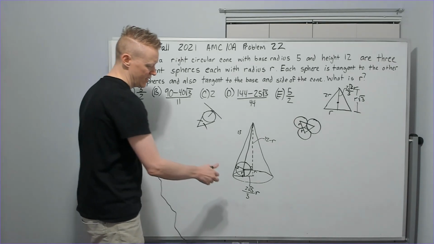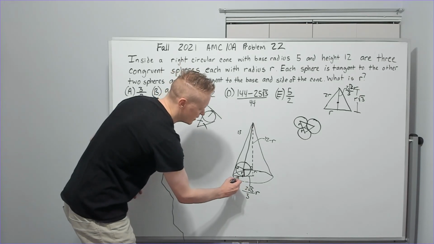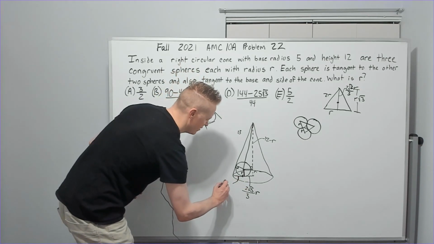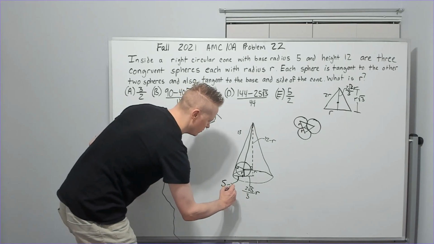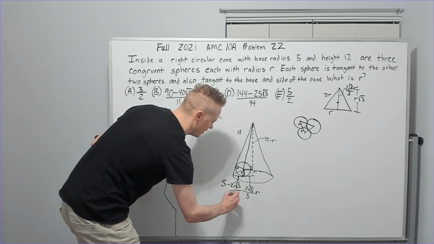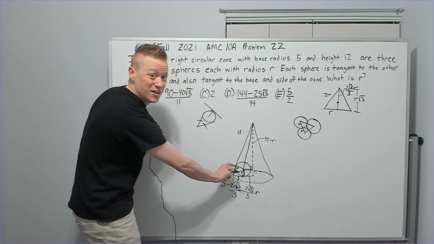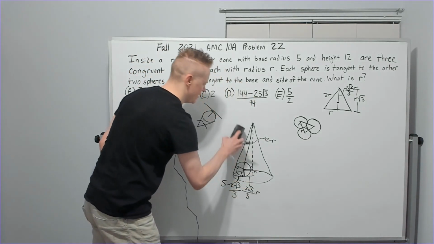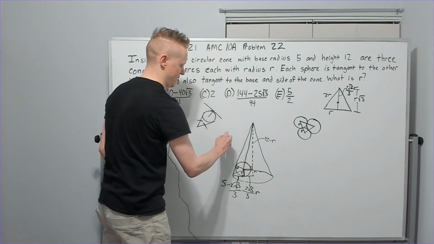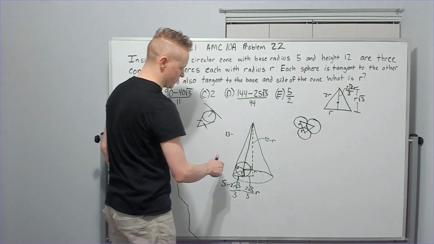Same thing. So because the radius of the cone's base is 5, we can call this 5 minus 2r root 3 over 3. And because that distance is that, so's this one. What does that make this distance here? Well, it makes it 13 minus that. And you will have 13 minus this expression.